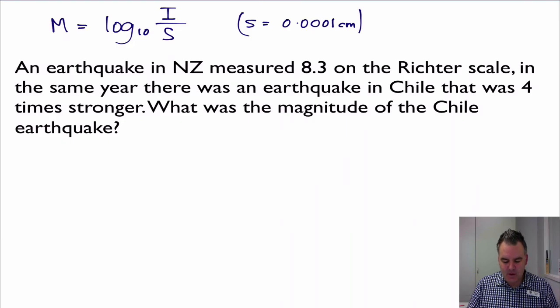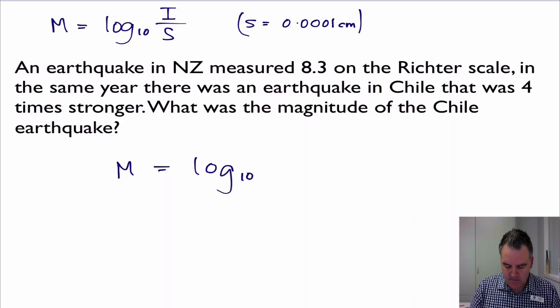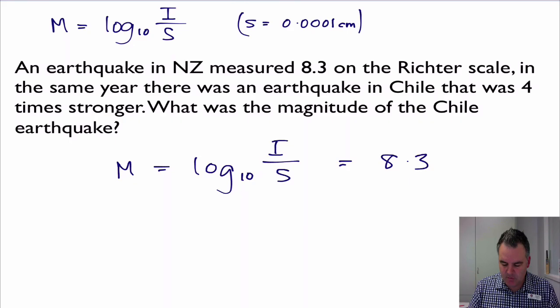So this earthquake measured 8.3, and we're looking at one that was 4 times stronger. So let's put the numbers in the formulas and I'll show you how to solve these. So the magnitude is log base 10 of I over S, where this is the intensity of the earthquake over the standard one. And we know for the first New Zealand one, the magnitude was 8.3. If we look at the other one, log base 10 of I over S is equal to X.